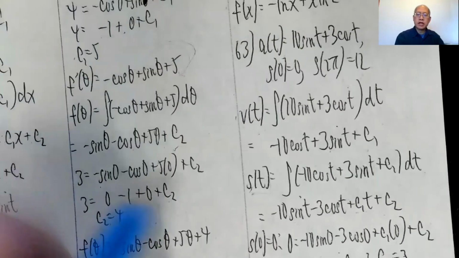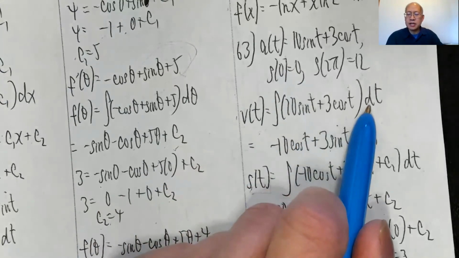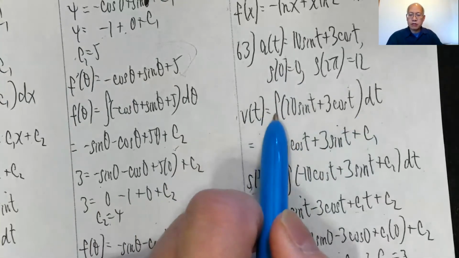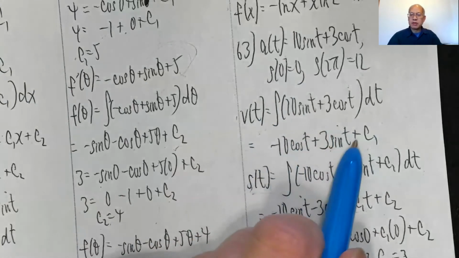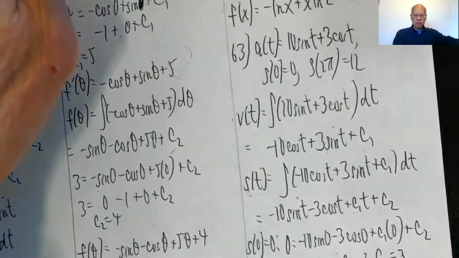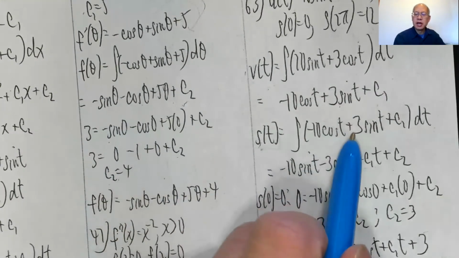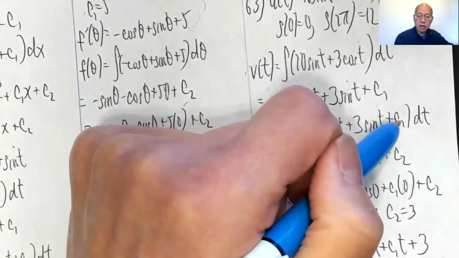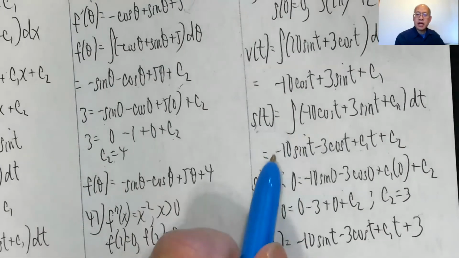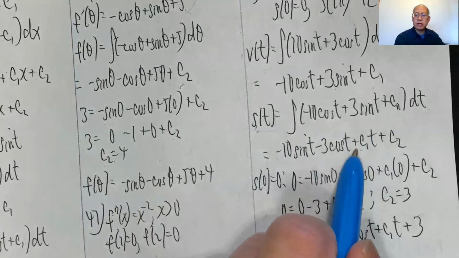So I integrate once to get the velocity. So I integrate 10 sine t plus 3 cosine t dt. Integral of that is negative 10 cosine t. Integral of that is plus 3 sine t plus c1. Now find s. Integrate again. Negative 10 cosine t plus 3 sine t plus c1 is negative 10 sine t minus 3 cosine t. Integral of c1 is c1t plus c2.